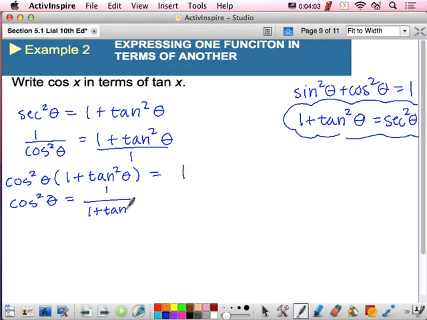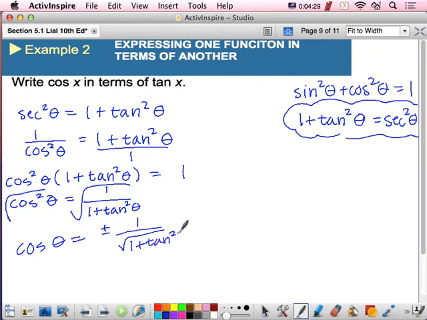And bring your angle down each time. How do I get rid of a square? Square root both sides. So we square root both sides, and we are up to cosine of an angle is equal to plus or minus, and then you always split up that square root. You do square root at the top, which is just 1, and square root at the bottom, which is 1 plus tangent squared. Okay?